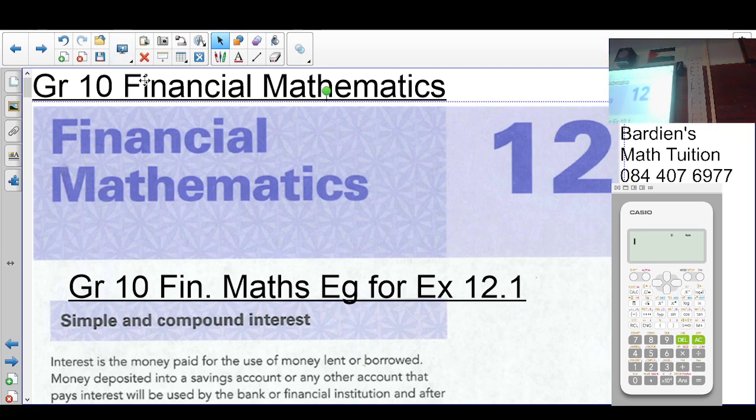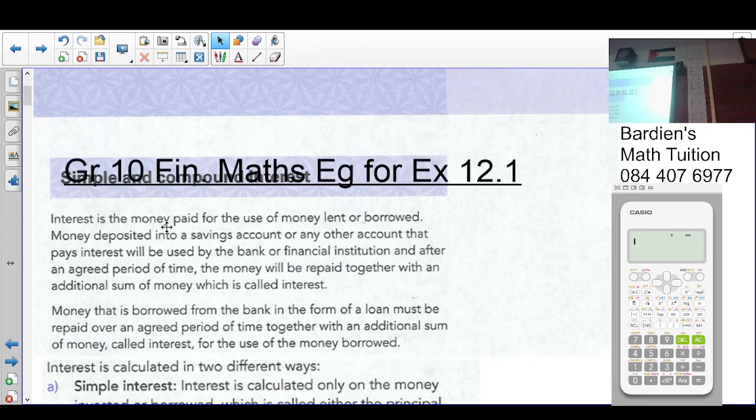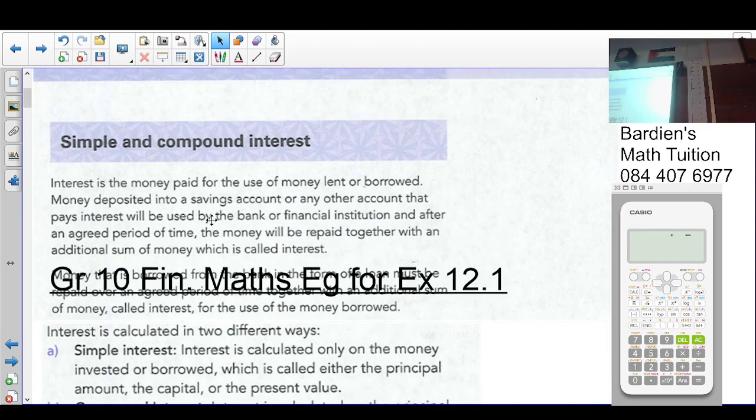So financial maths, we have covered this in grades 8 and 9. We're in grade 10 now. In grades 8 and 9, we spoke about simple interest, and in grade 9, we introduced compound interest. Simple interest is basically interest calculated over a certain period, for argument's sake, 3 years. You work out the interest and basically it's straight interest.